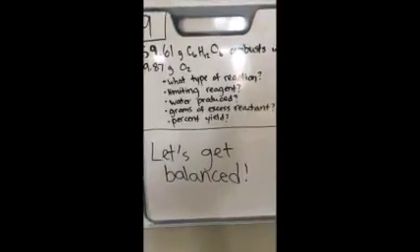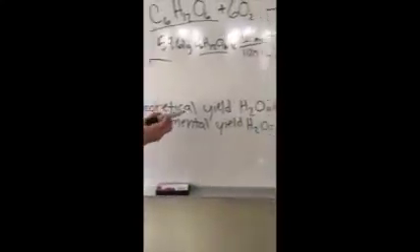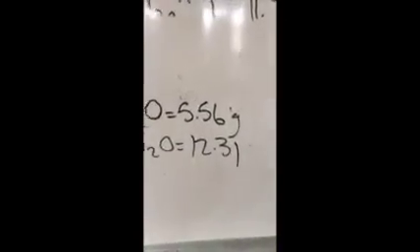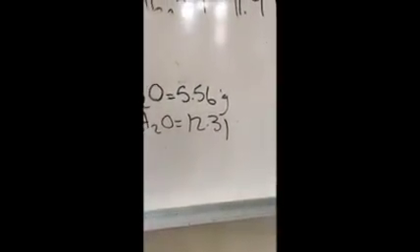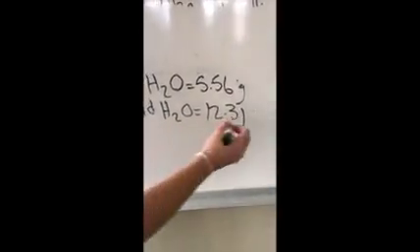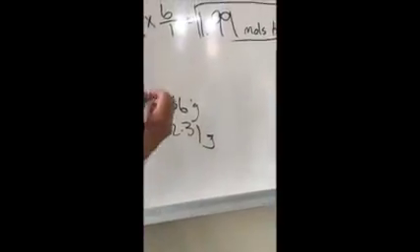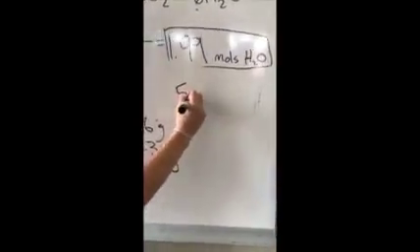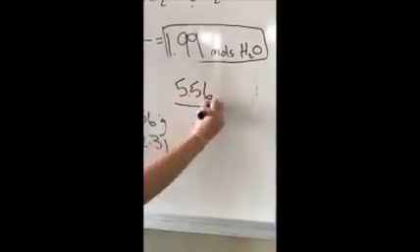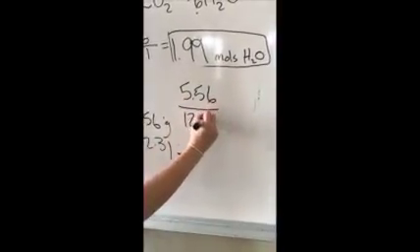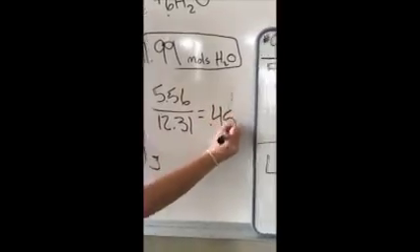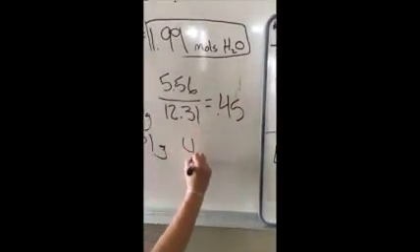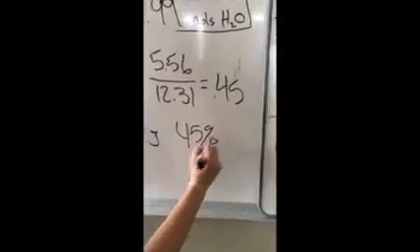The last step is finding our percent yield. So, going back, our theoretical yield of H2O was 5.56 grams. The experimental yield given to us of H2O was 3.31 grams. So, to find the percent yield, we need to do 5.56 divided by 12.31, which gets us roughly 0.45 times 100, which is 45% yield.